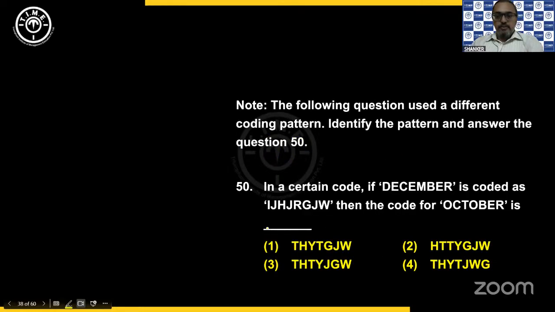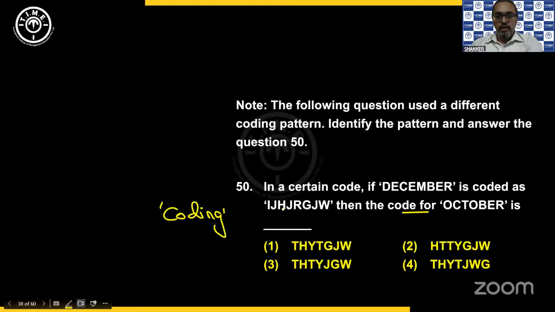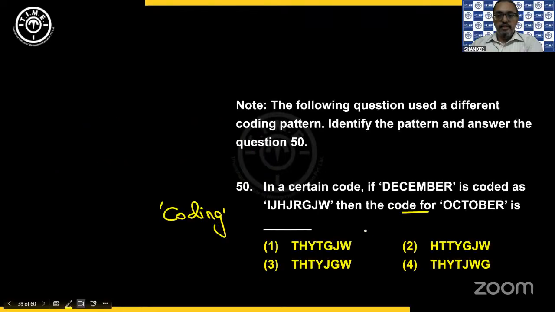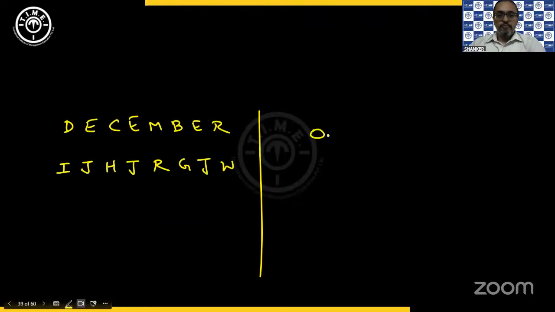Okay, next again it is coding. Now see the question, then the code for. So this is coding only. So we will take accordingly. So December is coded as IJHJR, GJW. Now he is asking code for October.